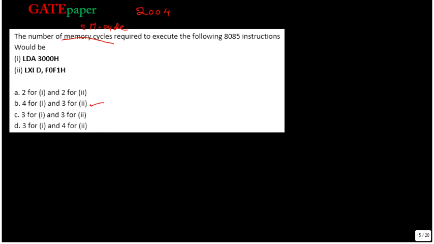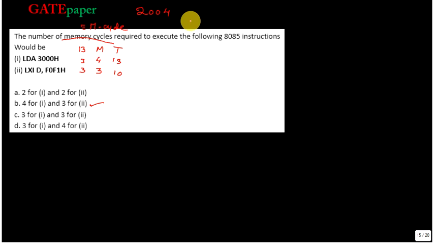If you observe the given two instructions, both are 3-byte instructions. LDA is a 3-byte instruction and LXI is also a 3-byte instruction. The number of machine cycles required is 4 for LDA and 3 for LXI. The number of T states required is 13 for LDA and 10 for LXI. We will see why LDA requires more machine cycles than LXI.